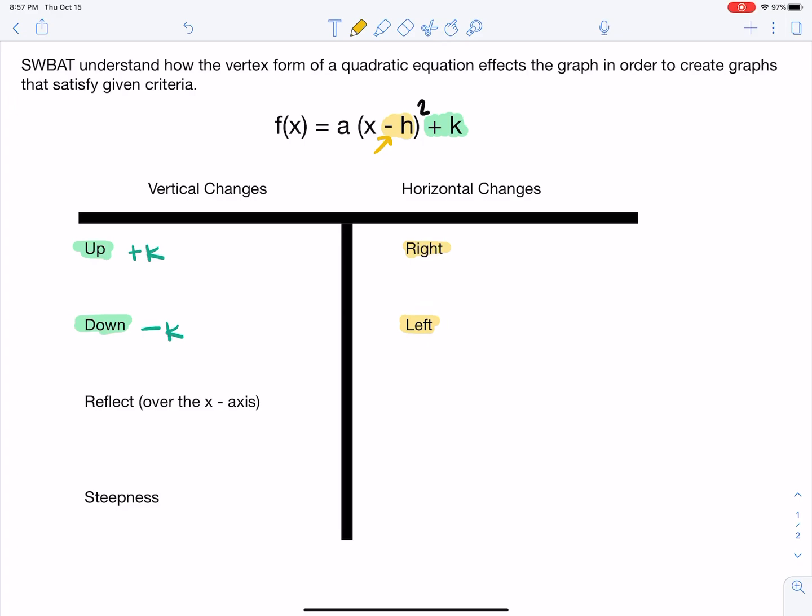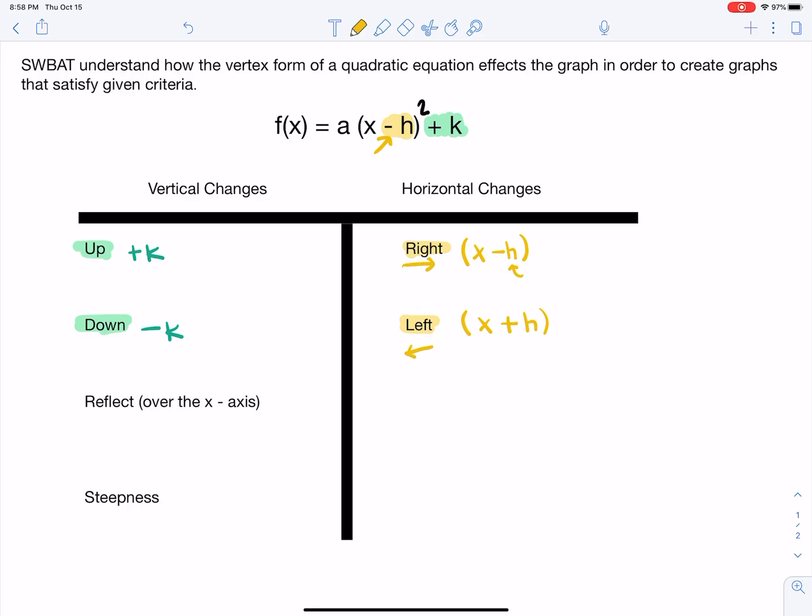So what's kind of weird is if you see inside of the parentheses, x minus the h, your graph is going to go to the right, which should feel kind of opposite of what you would think, because normally when you subtract a number, you go left, but it's weird because the formula has the minus sign. So if you want to move further right, you're going to subtract a larger number. If you want to move to the left, you need to add numbers inside the parentheses, and that will move your graph to the left.